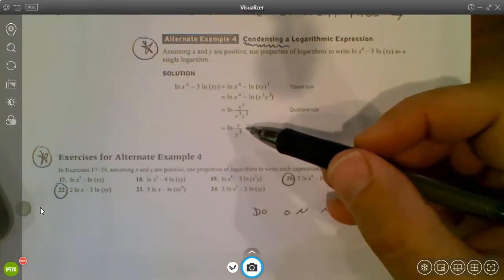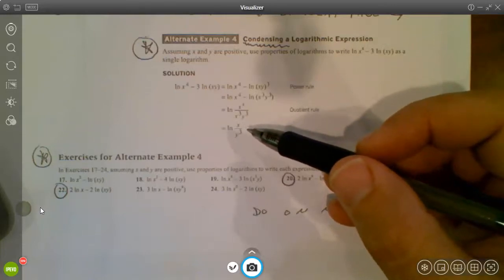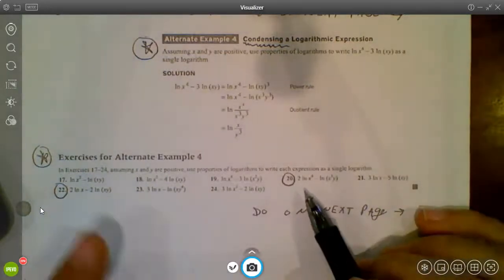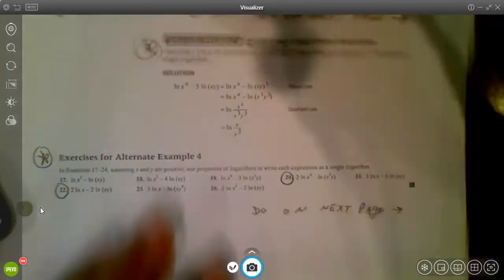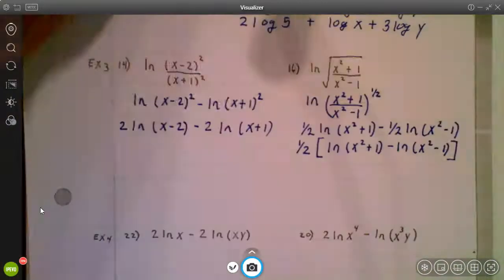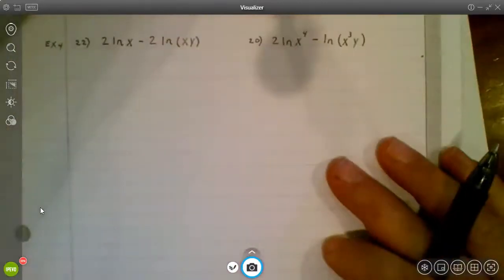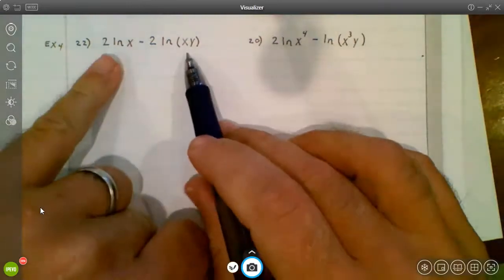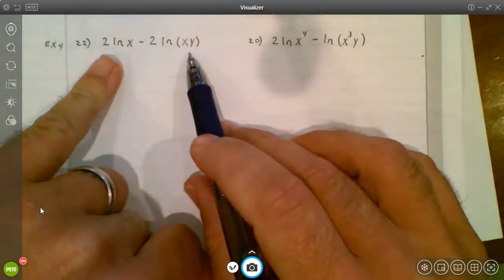So if you can simplify, always good. It's like reducing a fraction, right? So if you can simplify, always a good thing to do. So we're going to try 2 of these, and I got them set up on the next page for us. All right, so we're going to start with the 22 here. So I put these in a certain order of difficulty. So we're going to start with this one, which I thought was a little bit easier.